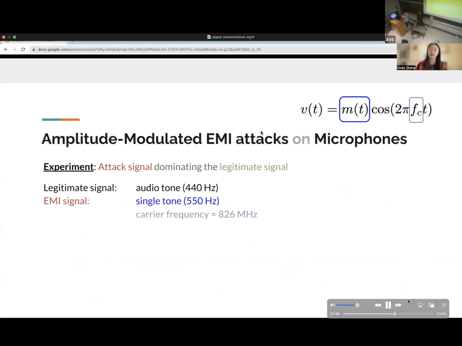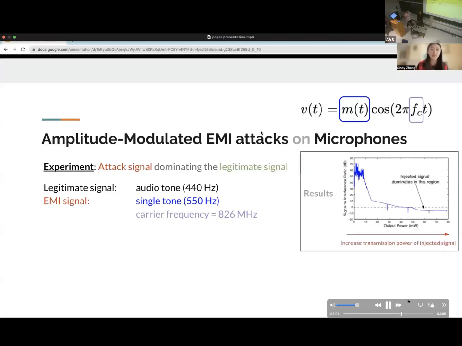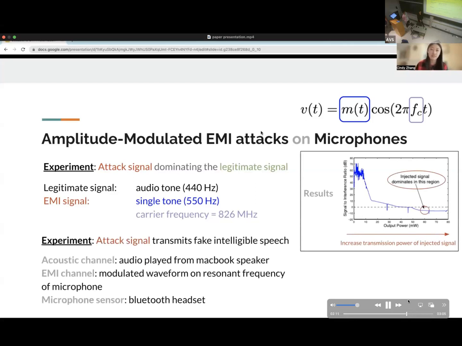So the paper did an experiment that verified this theory. They used an audio tone at 430 Hertz as the original signal, and the EMI signal had a frequency of 550 Hertz, which is close to the baseband frequency, and then modulated with a carrier frequency of 826 megahertz. The results showed that after increasing the transmission power to a high enough point, the injected signal would dominate the legitimate signal. They also performed an experiment of using EMI signals to transmit intelligible speech.